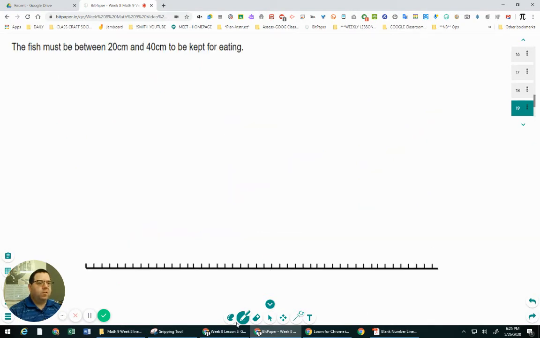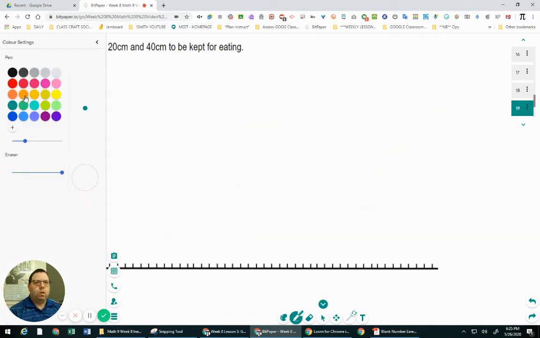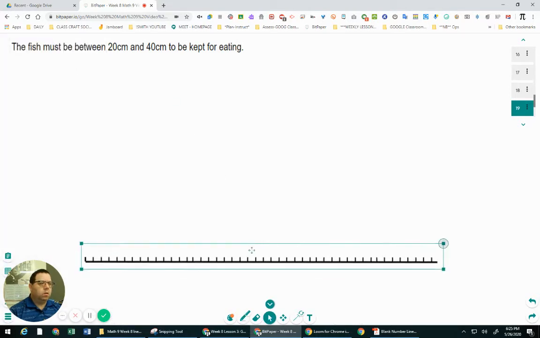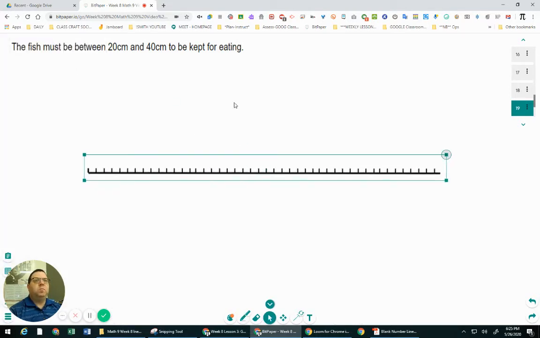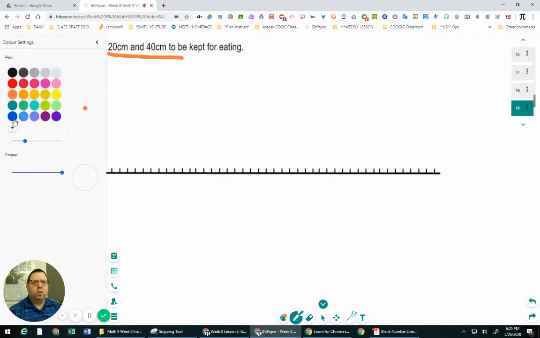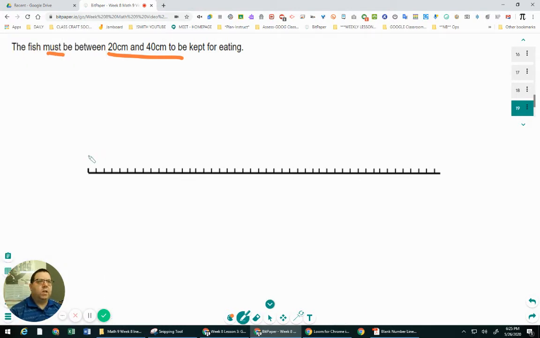Okay, next one. Let's use orange. Fish must be between 20 centimeters and 40 centimeters. I know that's going to be way too thick. It must be between 20 and 40.